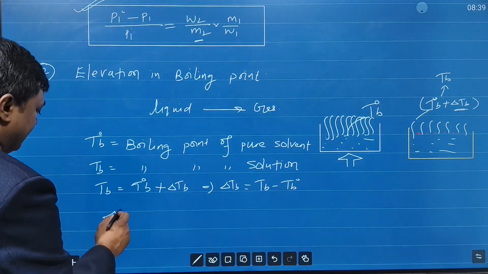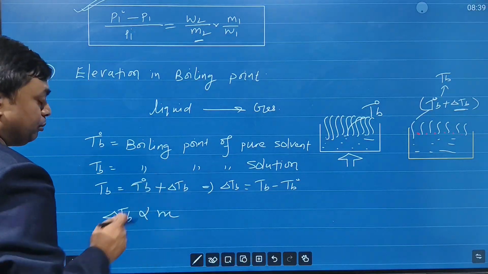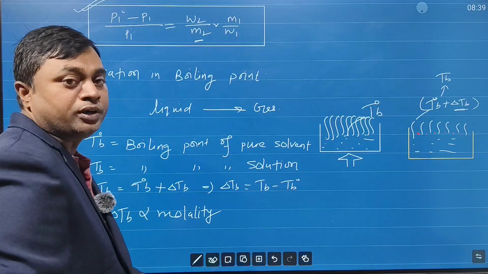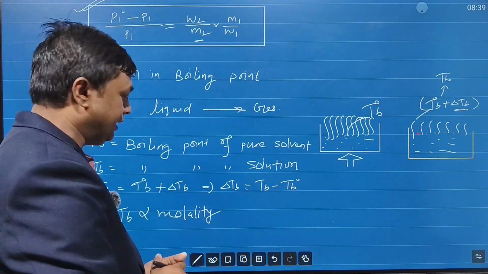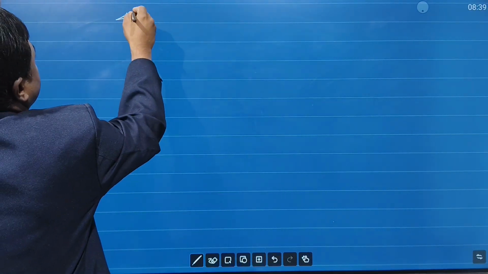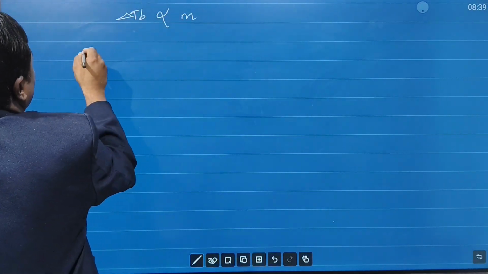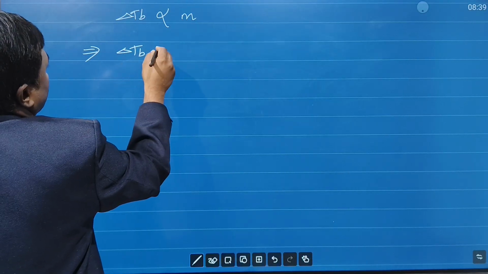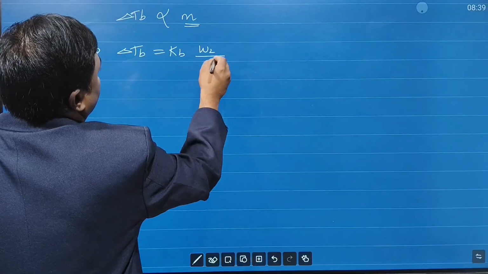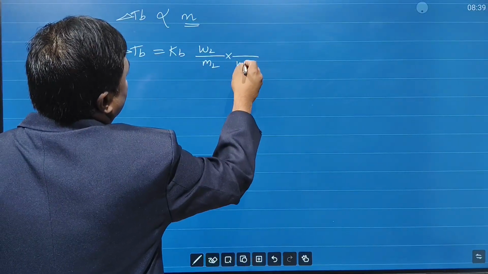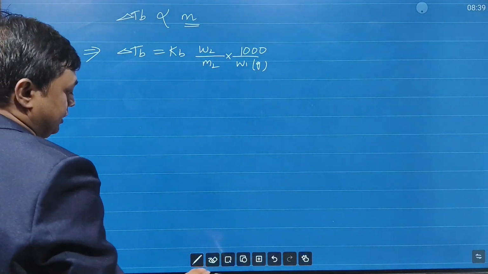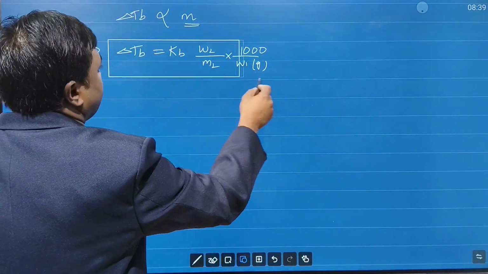So can we write delta TB is directly proportional to the molality? To measure the concentration of a solute, the best is molality. So delta TB is directly proportional to the molality. Once you remove the proportionality, you have to put a constant, that is Kb into molality. Molality is weight of solute by molecular weight of solute into mass of solvent in gram into 1000. So this is the formula to find delta Tb.